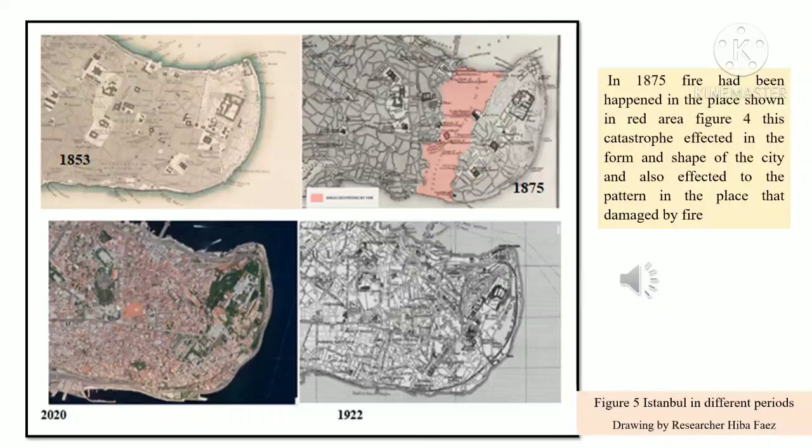In this study, I use 4 periods to study urban morphology and human settlement in Istanbul: 1853, 1875, 1922, and 2020. The 1875 fire happened in the place shown in the red area in figure 4. The catastrophe affected the form and shape of the city and also the pattern in the places damaged by fire. In this figure, we can see different periods in Istanbul. Because of urban morphology, we compare between many periods to see the difference between the space and building, the solid and void in the city.